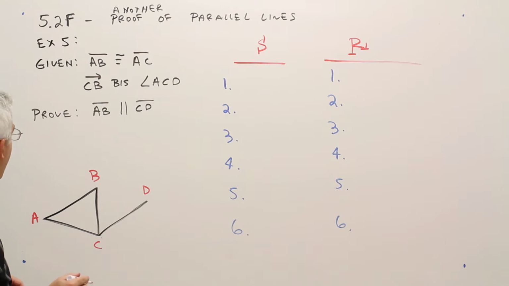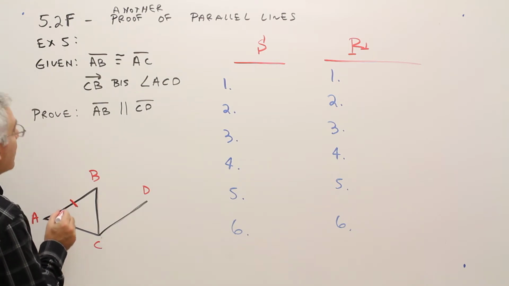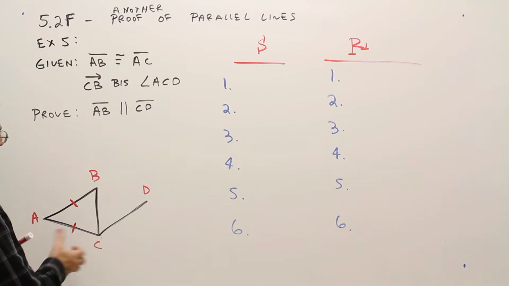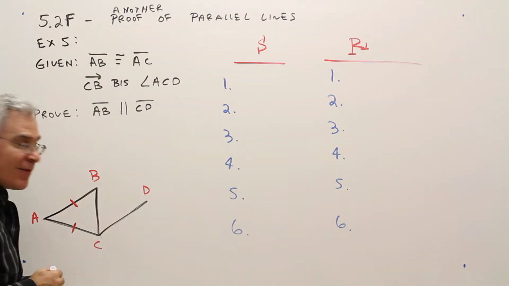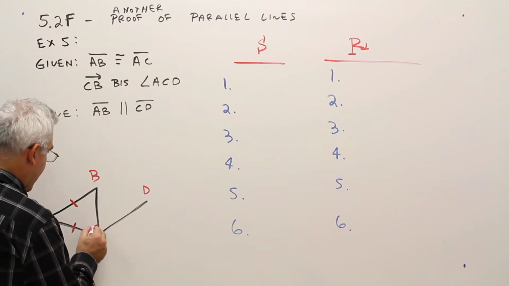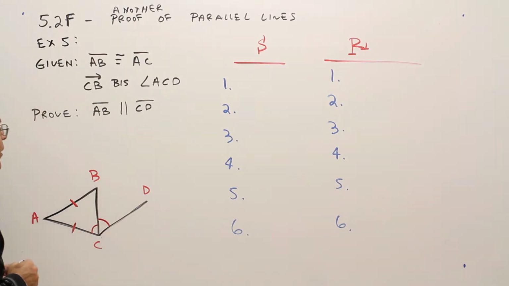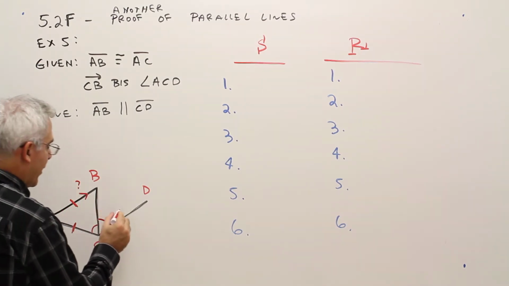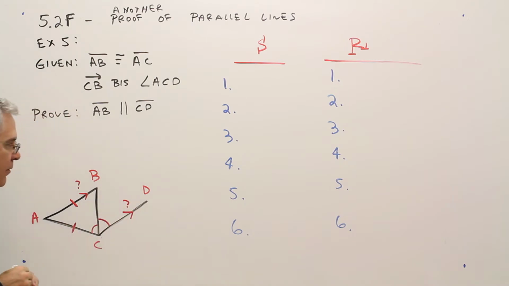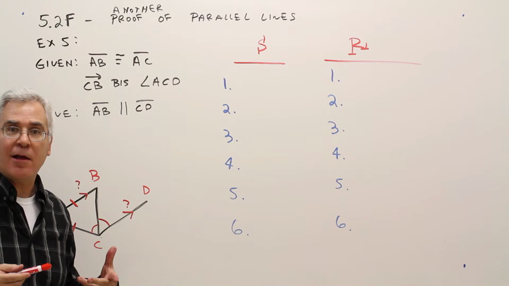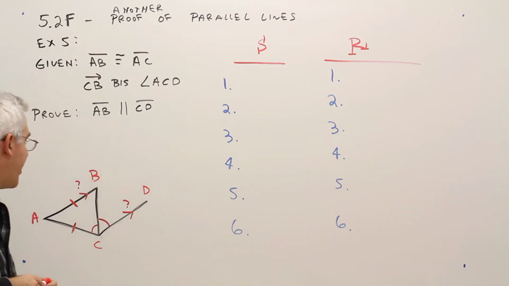So given that AB is congruent to AC and CB bisects angle ACD. So I will be able to get this angle congruent to that angle. Prove that AB is parallel to CD. Okay, simple diagram, although it might require a little bit of thought here.